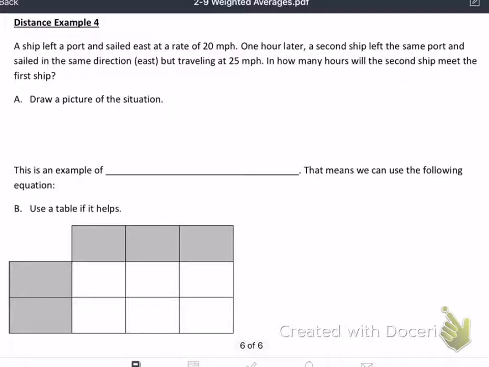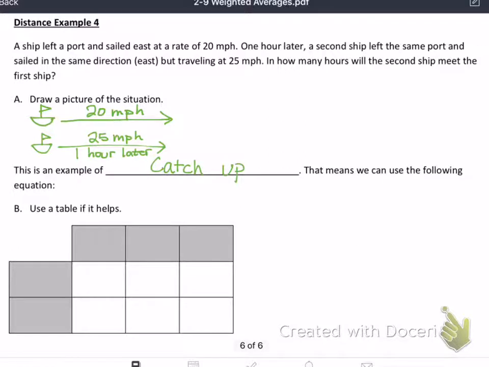So, if we were to draw a picture, there are two ships. The first ship is traveling east at 20 miles per hour. Now, 1 hour later, another ship leaves and travels at 25 miles per hour. And so it's just asking when will this second ship meet the first ship, since it is traveling a little bit faster, even though it left a little bit later. This is an example of a catch-up distance, since the second ship is catching up to the first one.